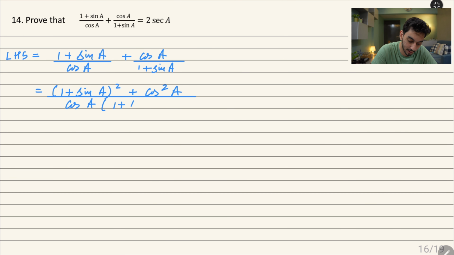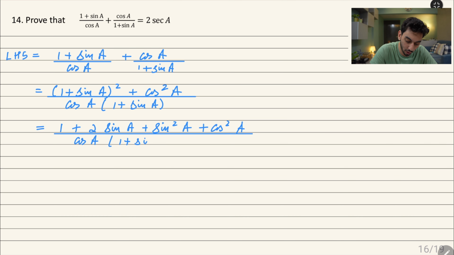Okay. Now in the numerator, I can see A plus B the whole square. That identity can be applied, which is A square plus 2 times 1 times sin A, which is just 2 sin A, plus B square, which is sin square A, plus the cos square A remains as it is. And I don't do anything to the denominator. I can just leave it.